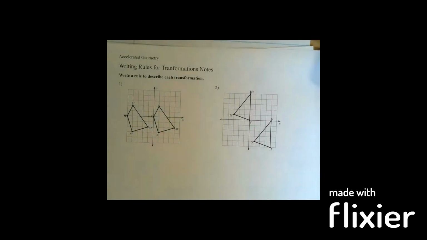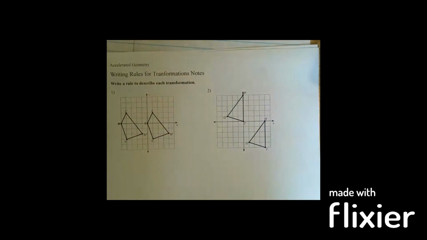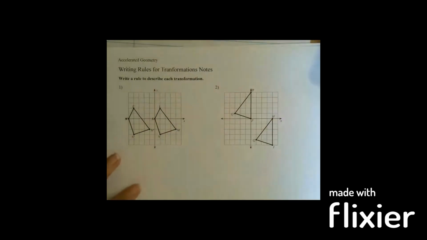Alright, so we're going to write the rule for each transformation. And when we do this, first we've got to decide what happened to it, because we've got 4 options. It could be a dilation, it could be a translation, rotation, or a reflection. So we need to first look at our shape. So let's look at number 1.